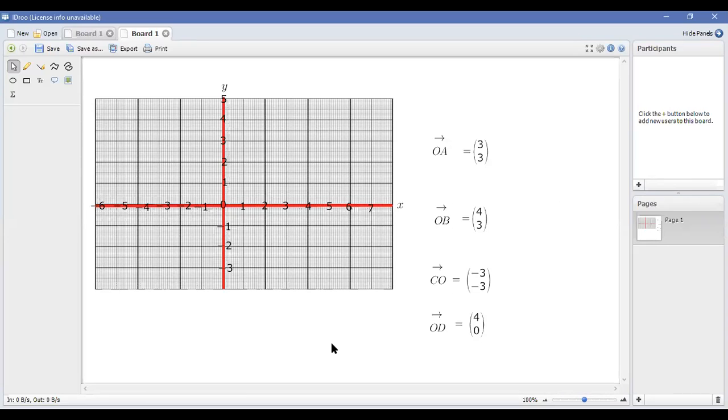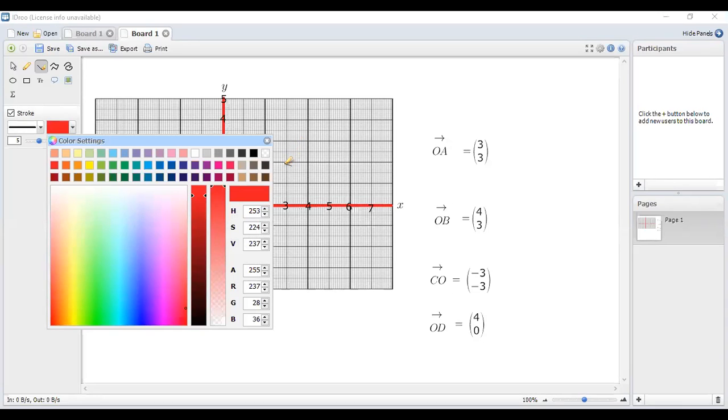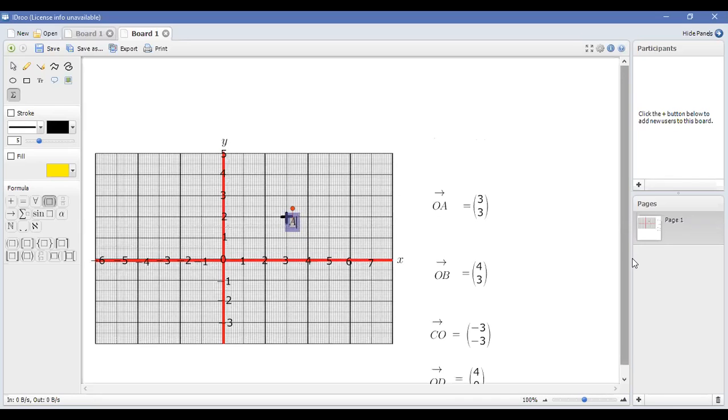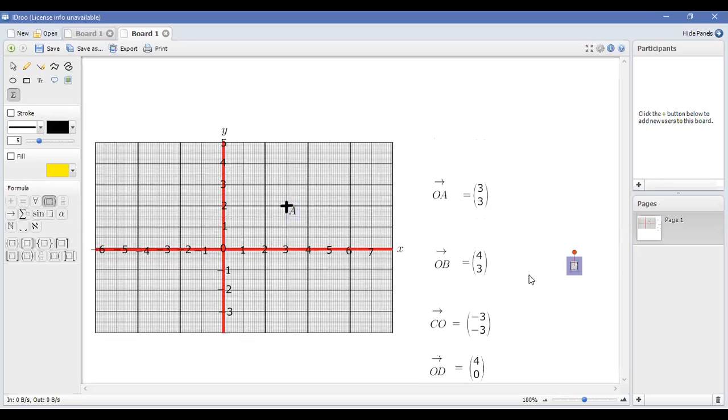So we're going to plot a point. Use black. So we're going to plot a point here. We're going to call that point A. Call this point A. All right. Up there. Let's call that point A right here, right?